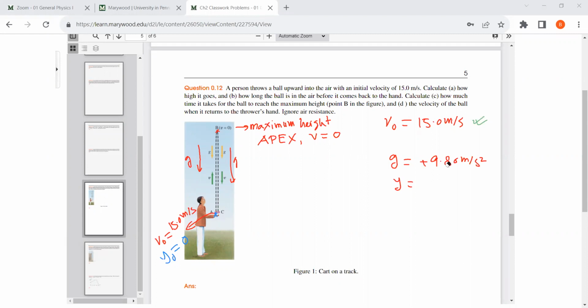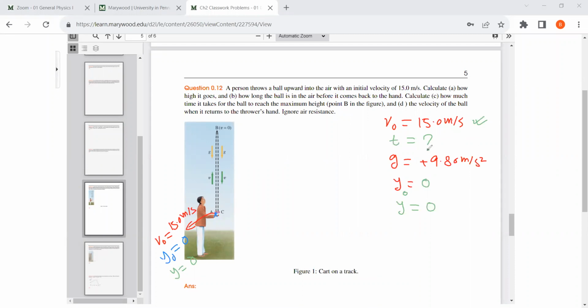The gravity is 9.8 meters per second squared, and y0 is equal to 0, and y is also equal to 0, right? So you see that positions A and C are basically the same position. Because it comes back to the hand, y and y0 both equal 0. Those are the given information. And then, what is the time?